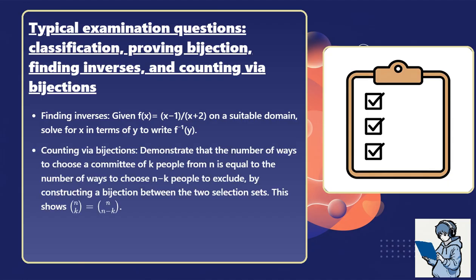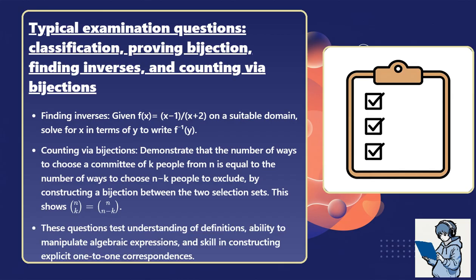Counting via bijections. Demonstrate that the number of ways to choose a committee of k people from n is equal to the number of ways to choose n minus k people to exclude, by constructing a bijection between the two selection sets. This shows n choose k equals n choose n minus k. These questions test understanding of definitions, ability to manipulate algebraic expressions, and skill in constructing explicit one-to-one correspondences.